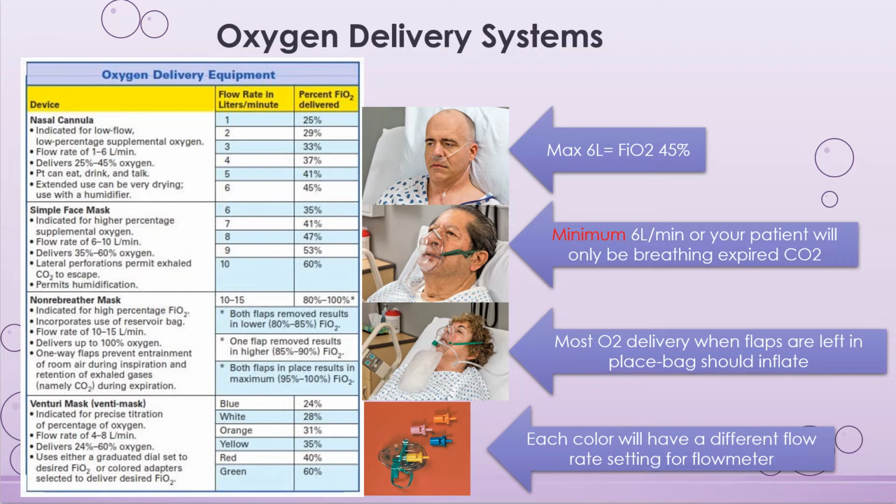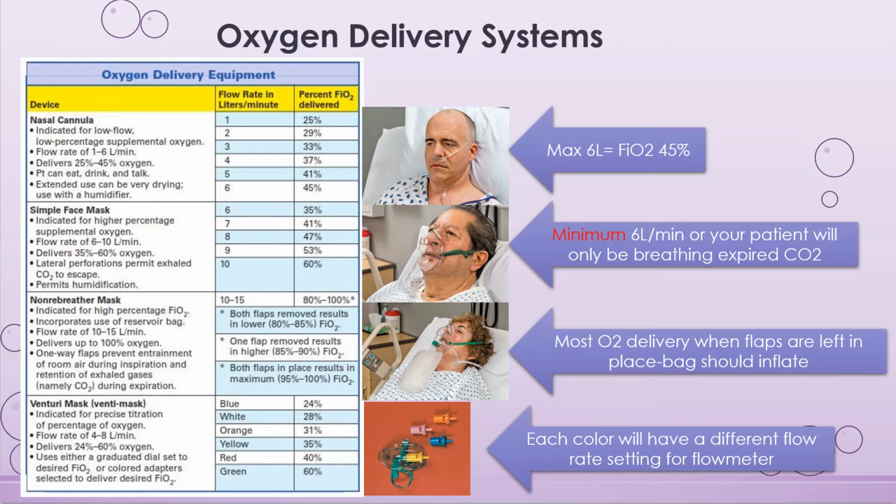So for instance, with a non-rebreather mask, the bag at the bottom of the mask fills up with a reservoir of 100% oxygen, which is why we call it a 100% non-rebreather mask. If the bag is full of oxygen from the wall, then every breath the patient takes, through a one-way valve, will have 100% O2. So it's as close as you can get to 100% using a mask, okay? It's the highest. So if my patient's in respiratory distress, guess which one I'm going for?